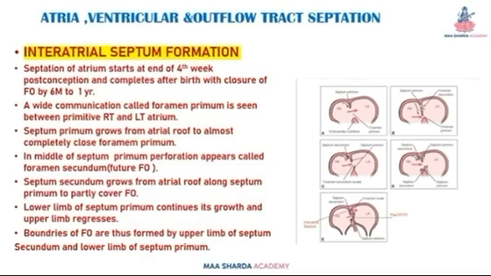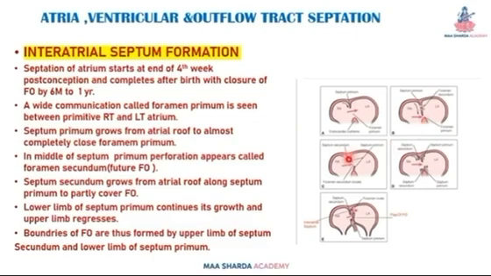How the interatrial septum is formed. Septation of the atrium starts at the end of the fourth week post-conception and completes after birth with closure of the foramen ovale by 6 months to 1 year. A wide communication called foramen primum is seen between the primitive right and left atrium. Septum primum grows from the atrial roof to almost completely close this foramen primum.